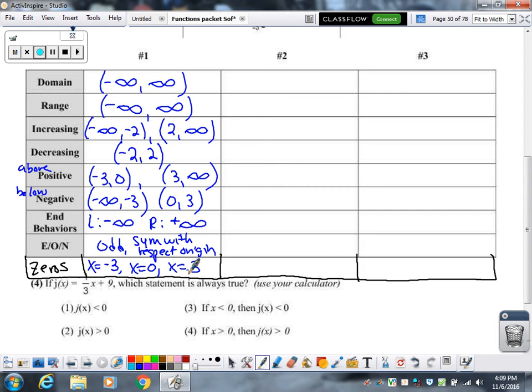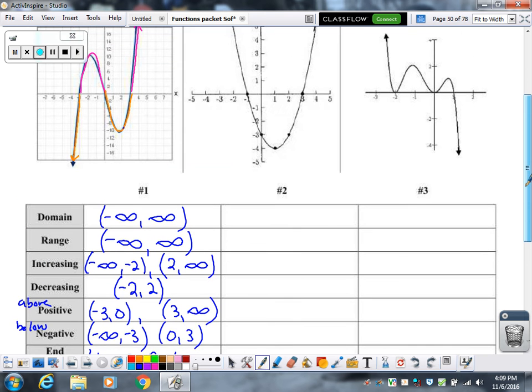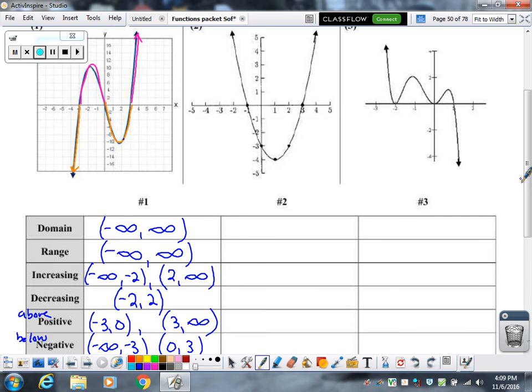Graph number 2 is a parabola. And we're going to answer the same questions. The domain, because x can go as far left as far right as we want, is -infinity to +infinity. However, the range, we know that the parabola is stopping here at -4, and it can have any y values that are higher than -4.